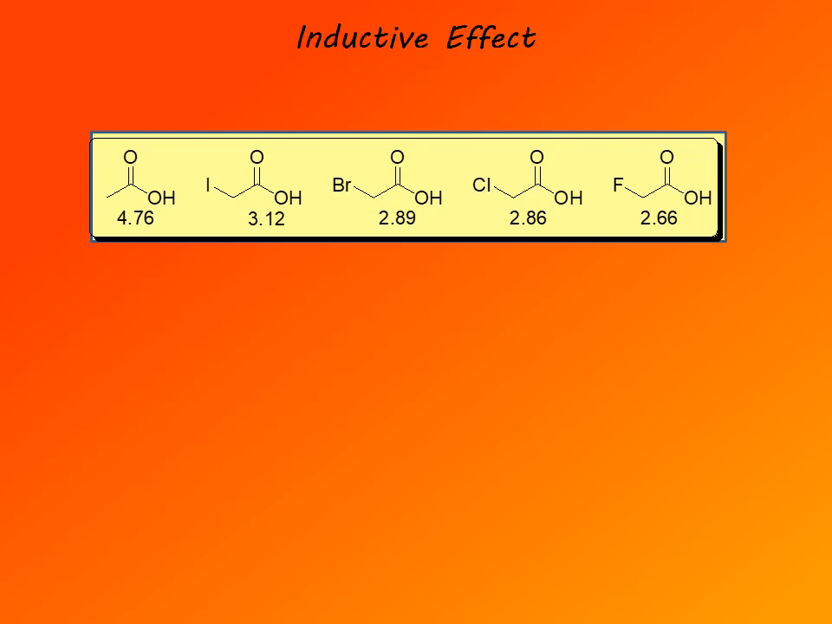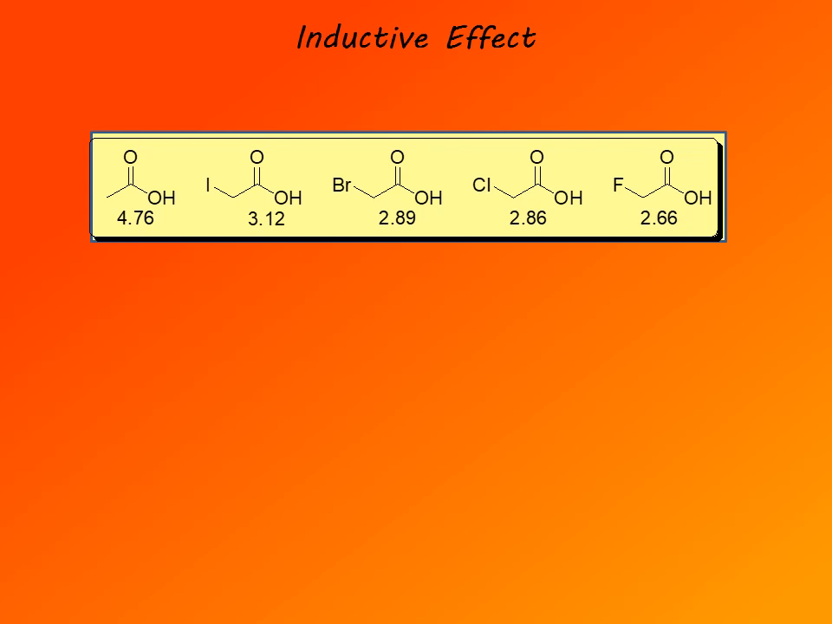So we can see that acid strength has increased. And then if instead of iodine, that substituent is bromine, the acid is even stronger, 2.89, chlorine slightly stronger, 2.86, and fluorine the strongest, 2.66.